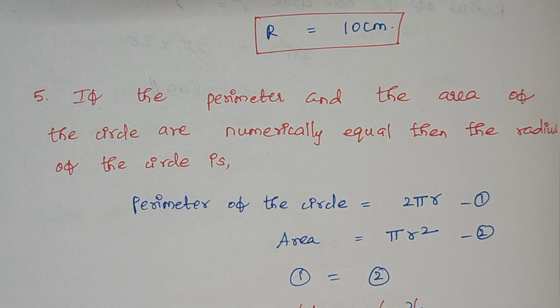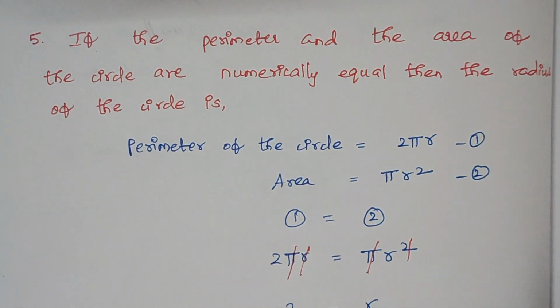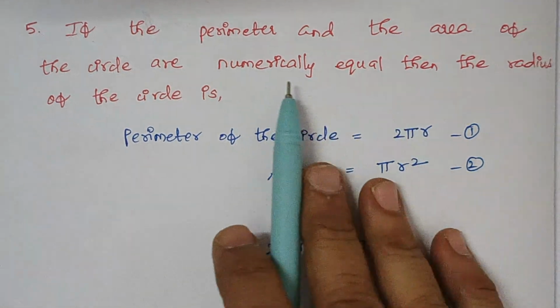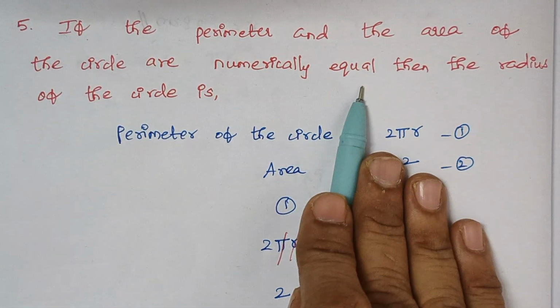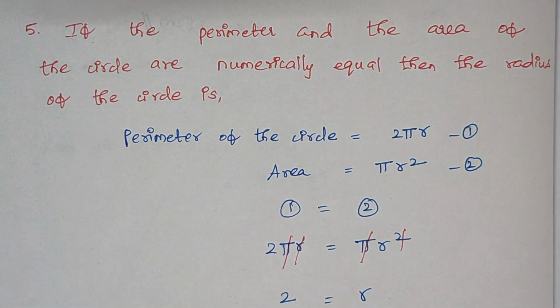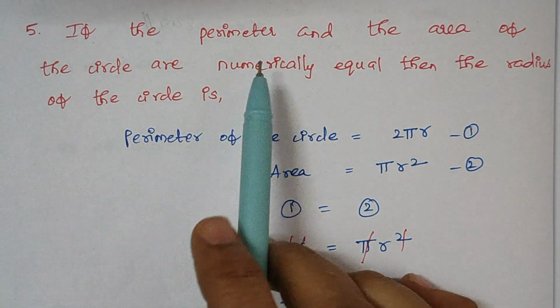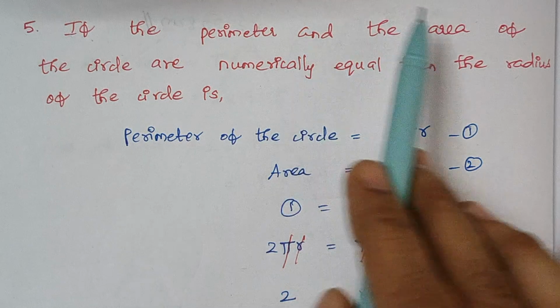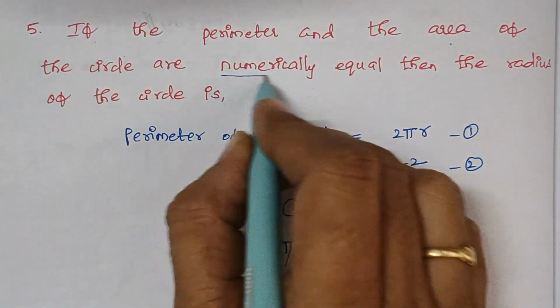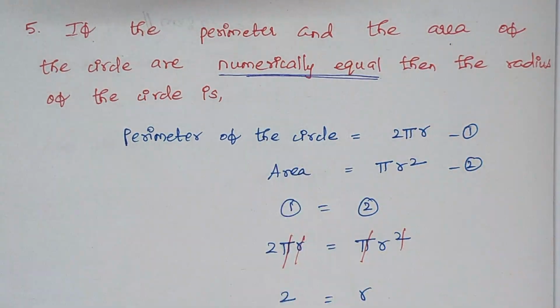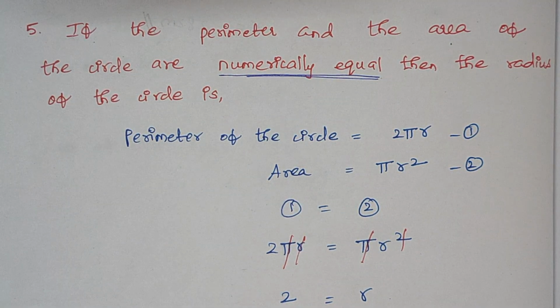So we discuss problem number 5, right? Here the problem is, if the perimeter and the area of the circle are numerically equal, then the radius of the circle is? So here perimeter is given and area is given, and these two are said to be numerically equal, right? Then we have to find the radius.